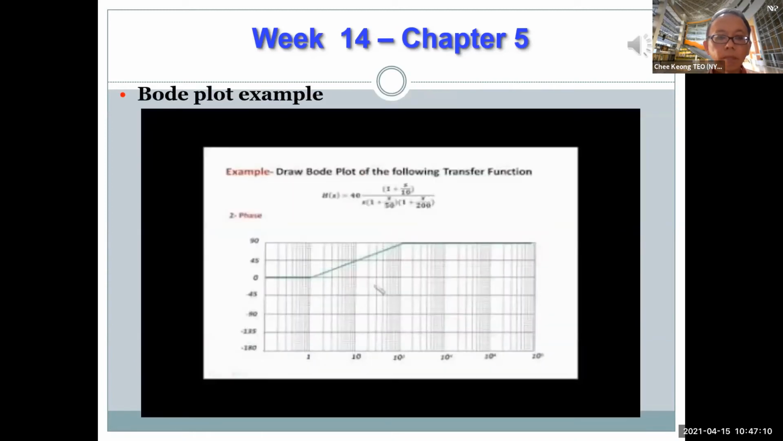Please watch the Bode plot example to have an animated idea of how a Bode plot can be plotted.